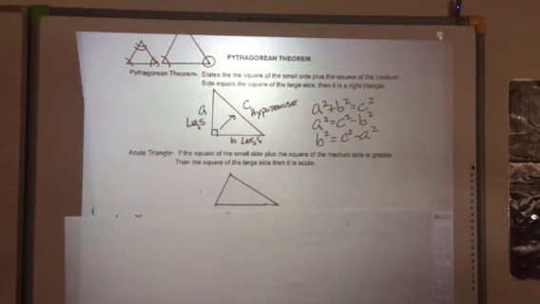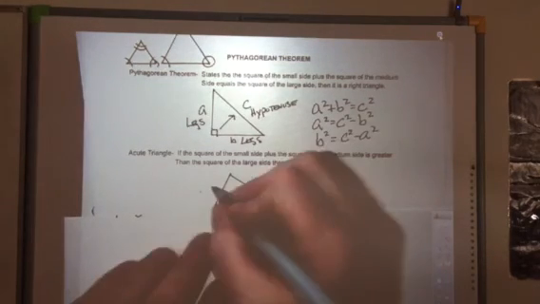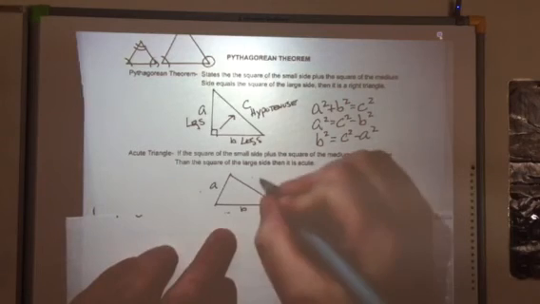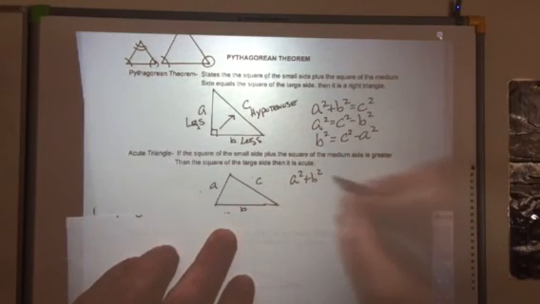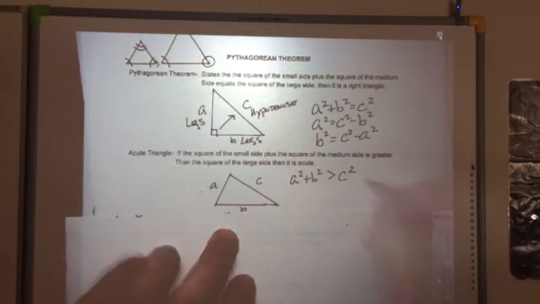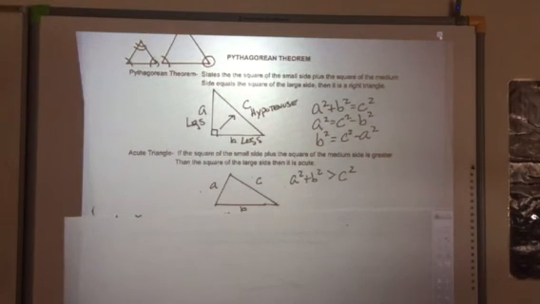Acute triangle. How can we tell if it's acute? It says if the square of the small side plus the square of the medium side is greater than the square of the large side, it is acute. So this is A, B, C per se. If A squared plus B squared is greater than C squared, it is an acute triangle.